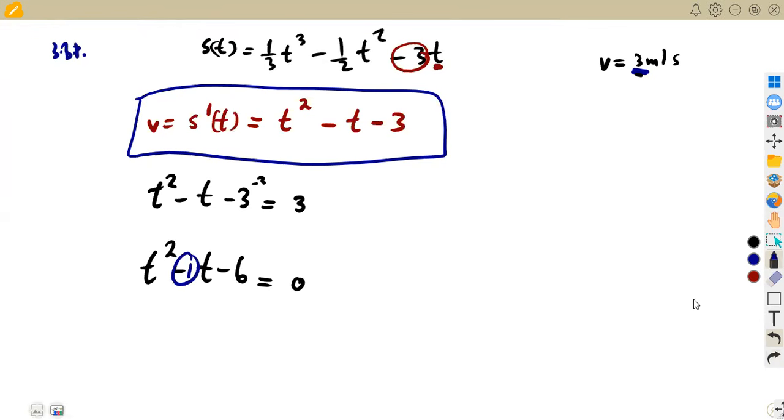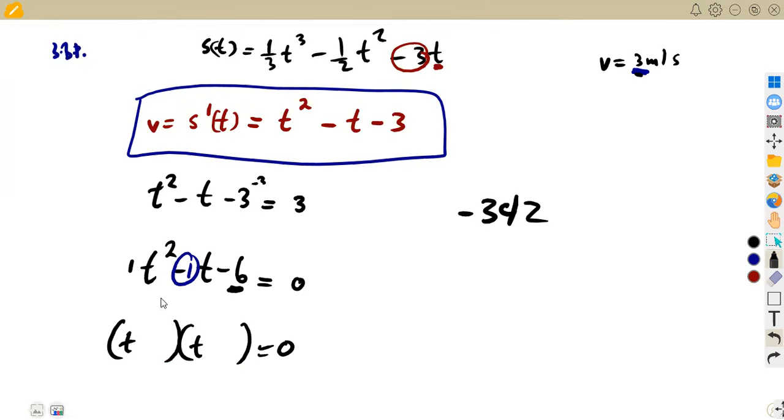That will give us what? A negative 1 in this case, since the coefficient of t squared here is 1. So we simply need 2 brackets, that's t and t. So the factors of negative 6 are going to be negative 3 and 2, which gives us a negative 1. All right, so that's t minus 3 and t plus 2, equated to 0. So t is going to be equal to 3, or t is going to be negative 2. So that is, we can have their values.